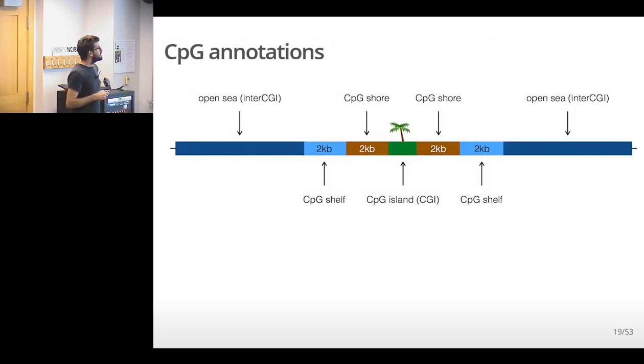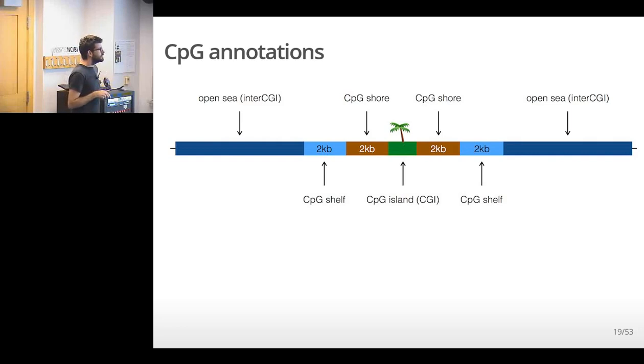So our CpG annotation is quite simple. We just grab the CpG islands from known genes, and then we build out into kb chunks. And we make sure that none of the islands intersect the shores, and none of the shores intersect the islands, and so on and so forth. So this is a partition of the genome.